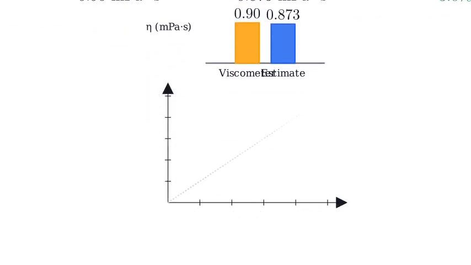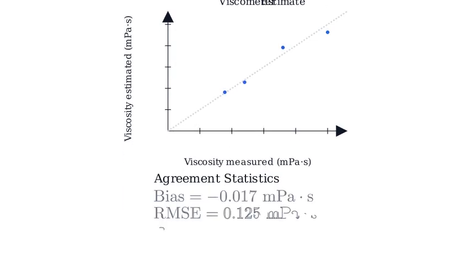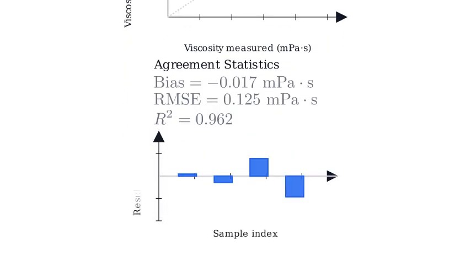To see performance across several samples, here is a scatter of estimated viscosity versus viscometer viscosity. The dashed line is the perfect agreement line, y equals x. Then we compute statistics: bias in millipascal seconds, root mean square error, and R squared as a measure of agreement. Residuals, the estimate minus the measurement, help us see systematic patterns. Positive bars mean overestimation, negative bars mean underestimation.